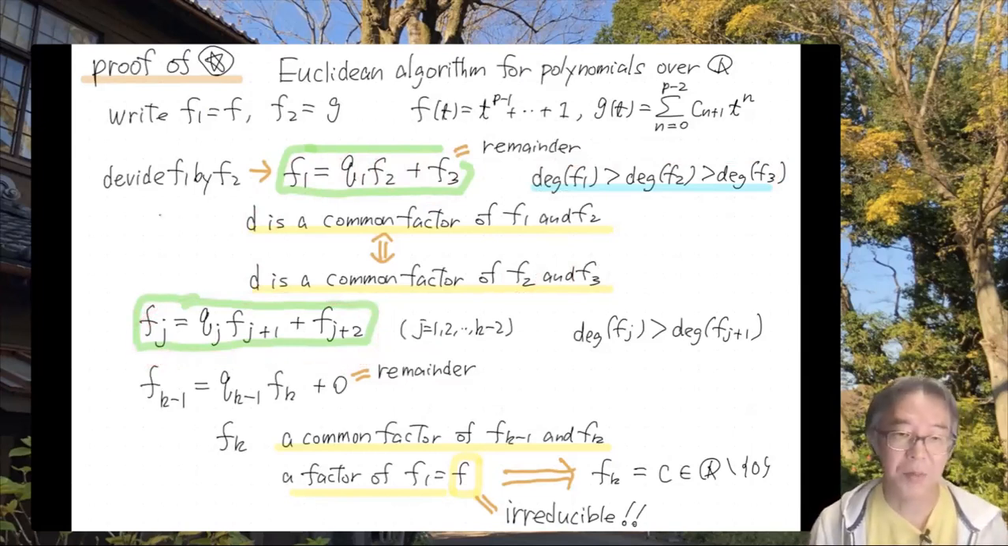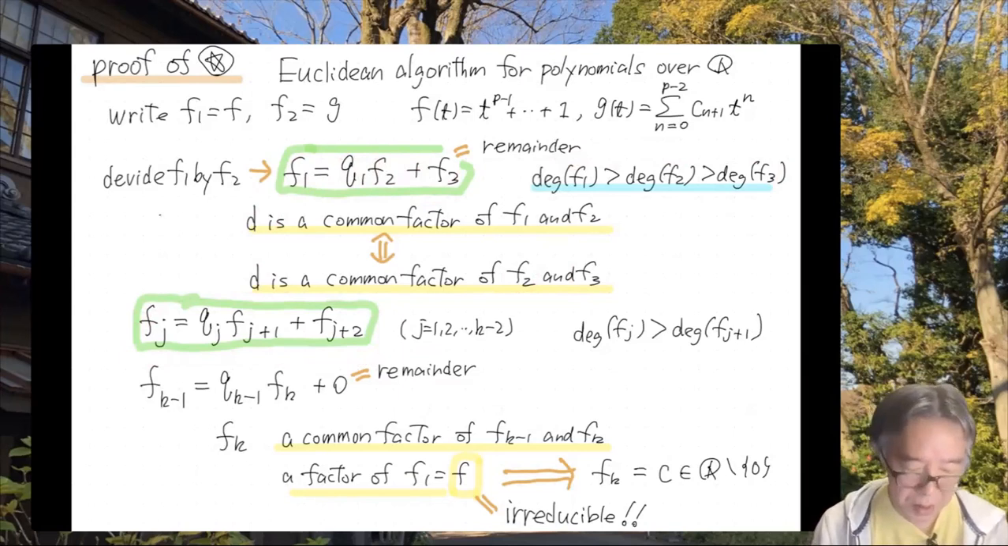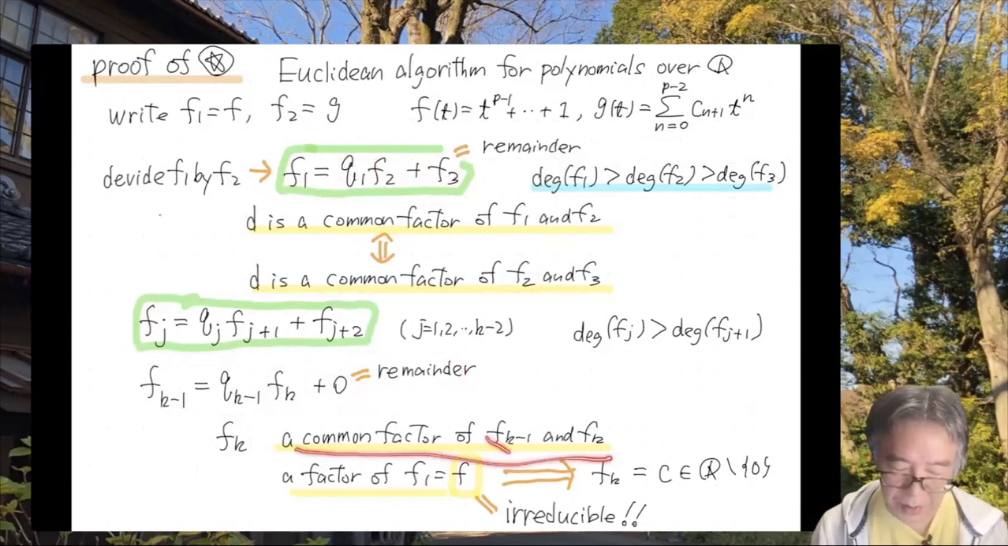And you repeat this several times until your remainder is 0, and then you stop this algorithm here. And the final thing you got was fk. Okay. And now, from this consideration, you find that fk is a common factor of fk minus 1 and fk. And then from this, with different indices, you find that this fk is actually a common factor of all of these f's. And so in particular, it's a factor of f1.